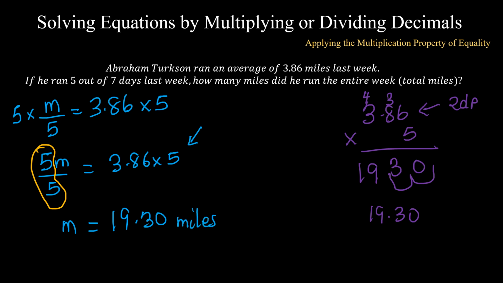Let's see if that's right. 3.86 is about 4. If you multiply that by 5, you get 20. So 19.3 is close to 20. So that looks right.